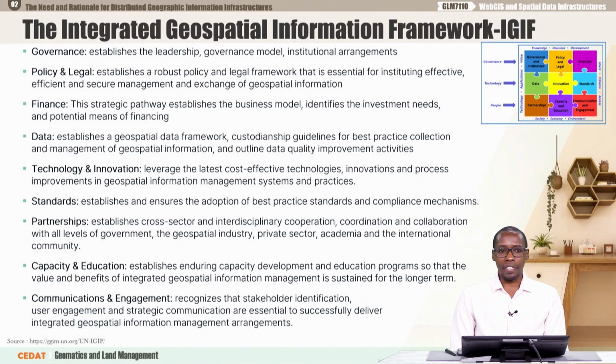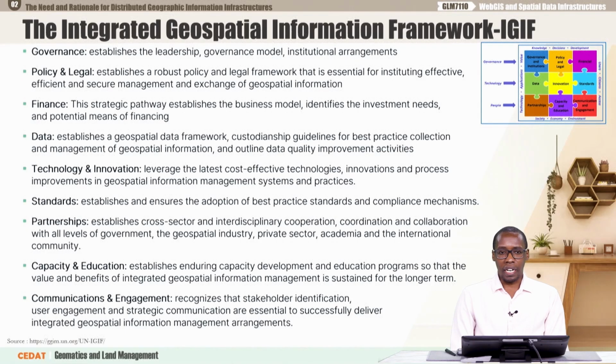Then we have also the data pathway, which establishes a geospatial data framework, custodianship guidelines, and best practices for collection and management of geospatial information, and outlines data quality improvement activities. And then we have technology and innovation, which basically leverages the most cost-effective technologies, innovations, and process improvements in geospatial information management systems and practices.